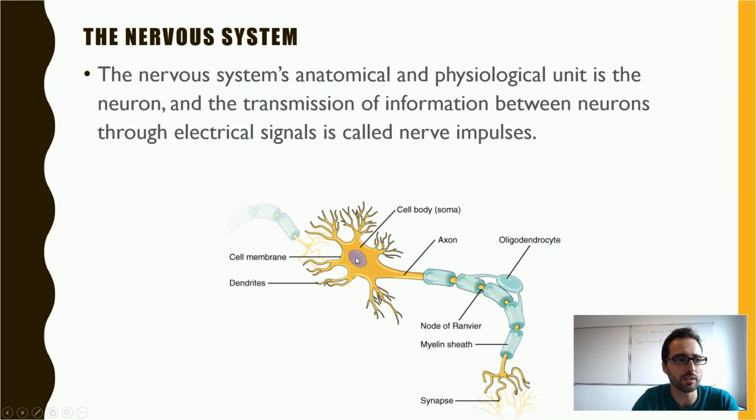Inside the cell body, the cell membrane, of course. The cell membrane is too important for neurons because thanks to that they can send these electric signals through it. The axon and the axon terminals. So repeating again: dendrites, cell body, axon terminals.